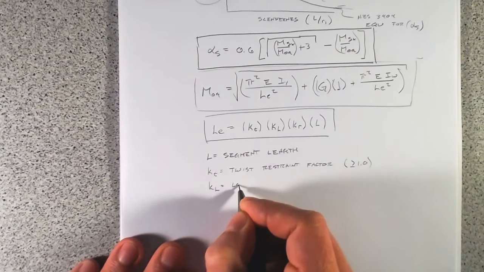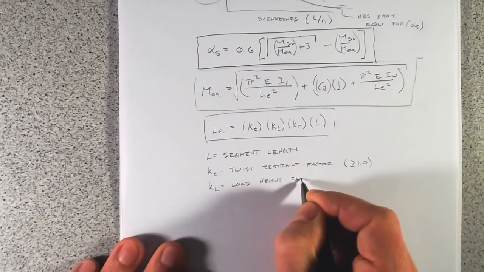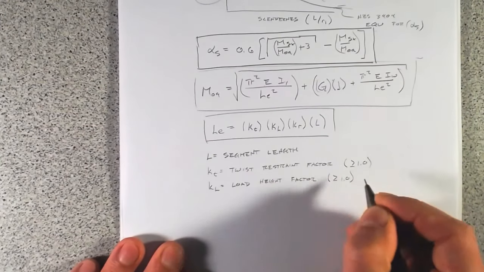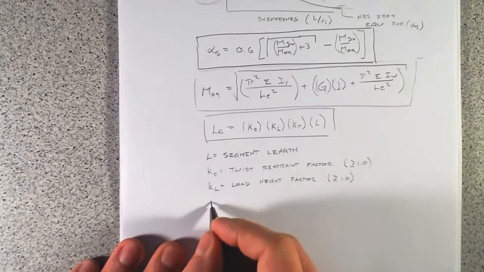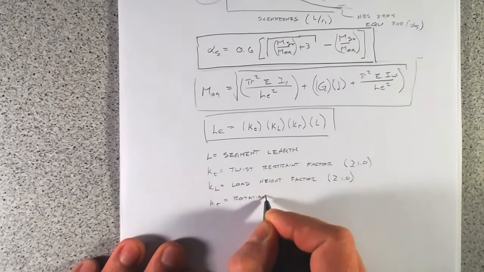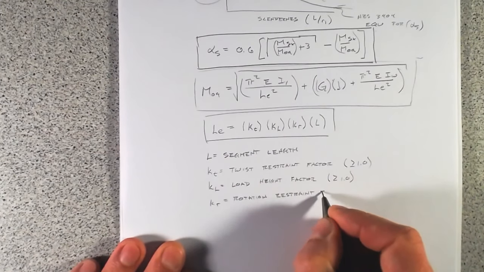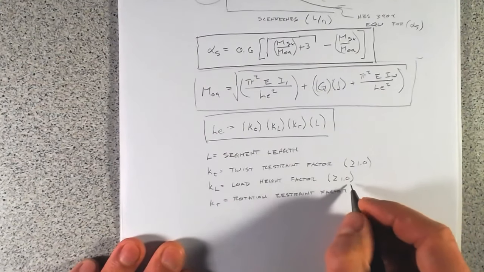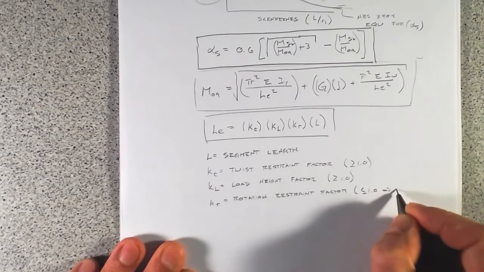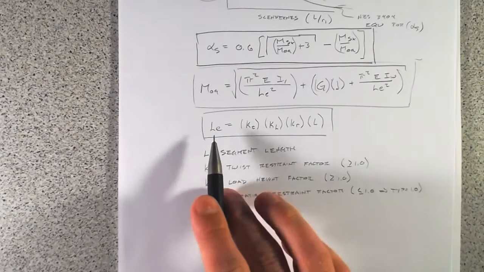k_l is the load height factor, and that's also going to be greater than or equal to 1.0. And then k_r is the rotation restraint factor, which will be less than or equal to 1.0, and it's typically equal to 1.0. All right, so these are all just some factors which modify our effective length.